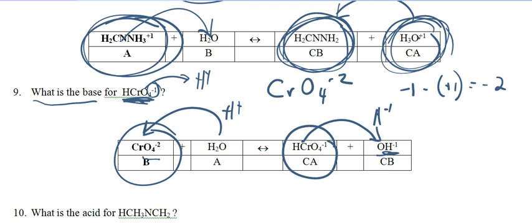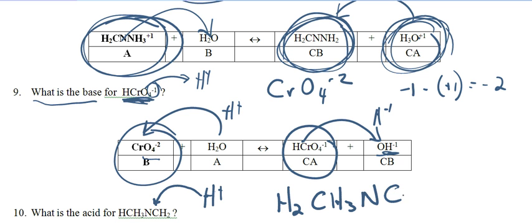Number 10. What is the acid for this base? That's how I want you to read this. So up here, what is the base for this conjugate acid? So here, what is the acid for this conjugate base? So if this is a conjugate base, it should be accepting a hydrogen. Okay. So where are you going to put the hydrogen? Put it up front. So H2CH3NCH2. Now, what's my charge on this? 0. It gained a +1, so it should be a +1 charge.